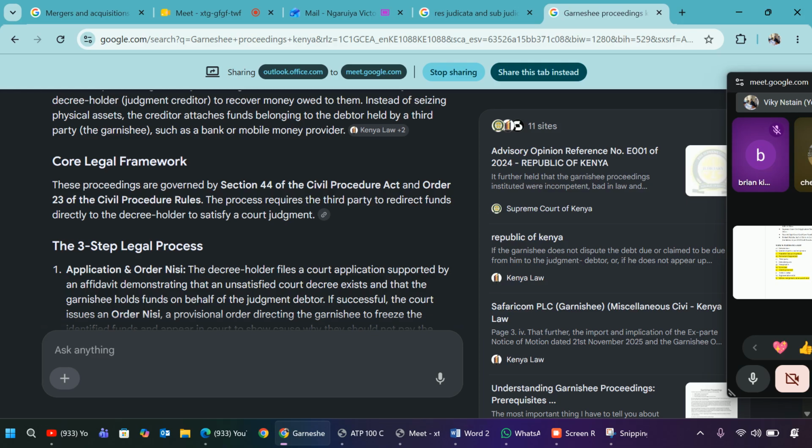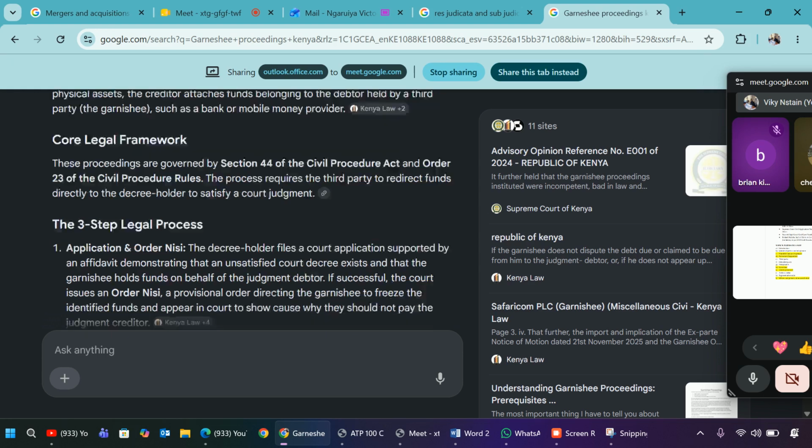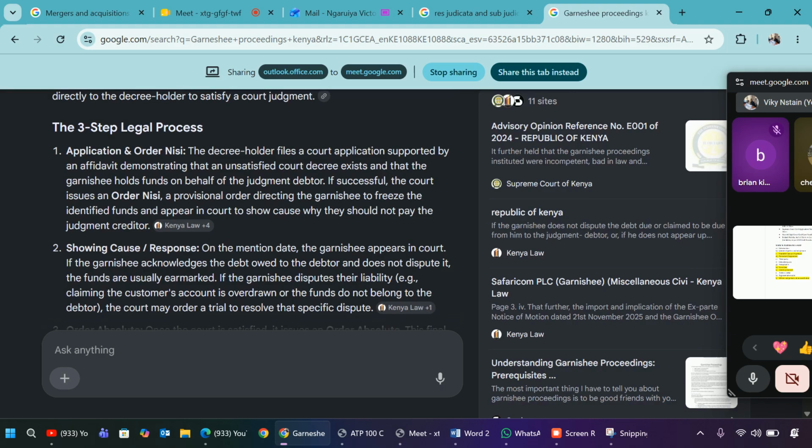You are telling the third party, who is the garnishee, hey, the bank, this is the account number in your custody. There is 9 million in this account, but this person owes me 8.5 million. So kindly release this money to me through a court order. Okay, that is the basis. What is the three-step legal process in this situation? The decree holder files a court application supported by an affidavit demonstrating that an unsatisfied court decree exists and that the garnishee holds funds on behalf of the judgment debtor. If successful, the court issues an order nisi.